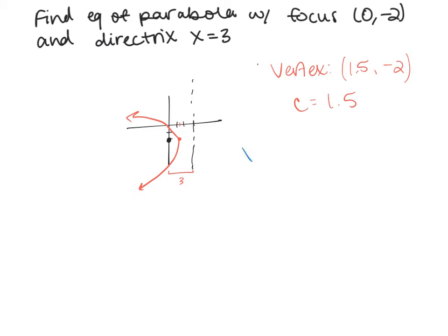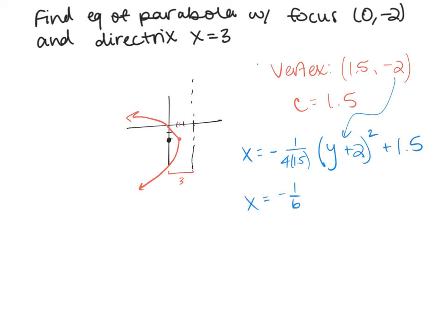That's a horizontal parabola, so we know it'll be an x equals equation. Since it opens to the left, that means it'll be a negative. For the multiplier out front, the a value is 1 over 4 times c, so 4 times 1.5. And now in the parentheses is y, so we put the y coordinate of the vertex with it. Always change the sign for inside the parentheses, so (y + 2) squared. Then outside the parentheses stays the same, so plus 1.5. Simplify that really quick. 4 times 1.5 is 6. So we have x = -1/6 (y + 2)^2 + 1.5.